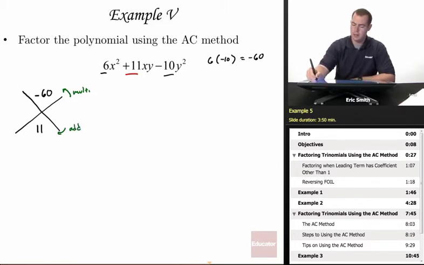All right, starting off with writing down all possibilities to give us that 60. So 1 and 60 would do it, 2 and 30, 3 and 20, and 4 and 15.